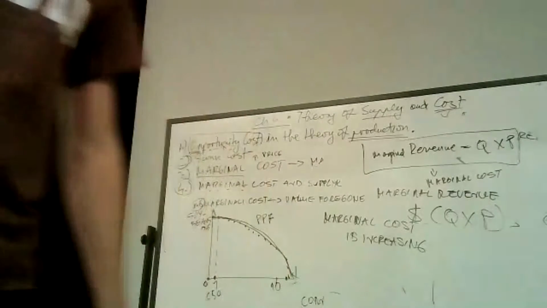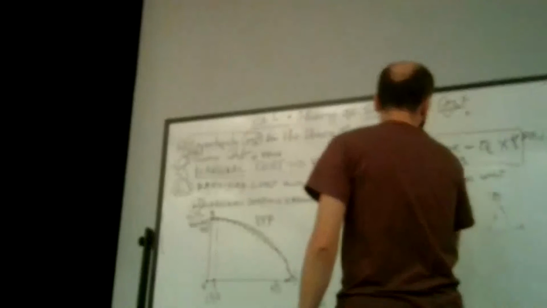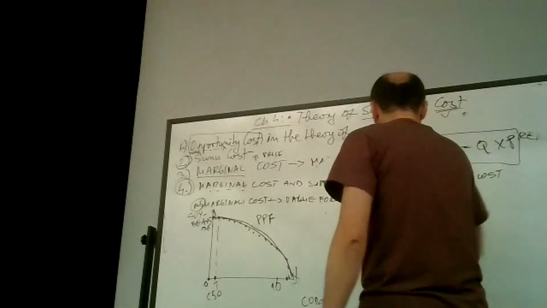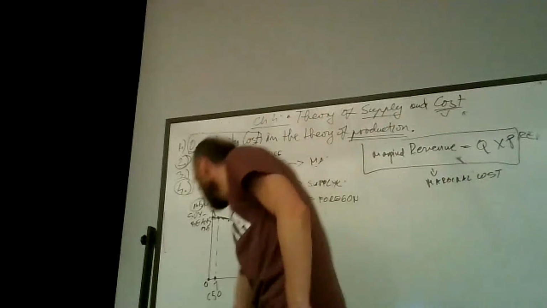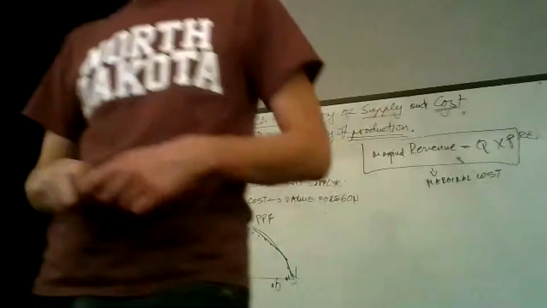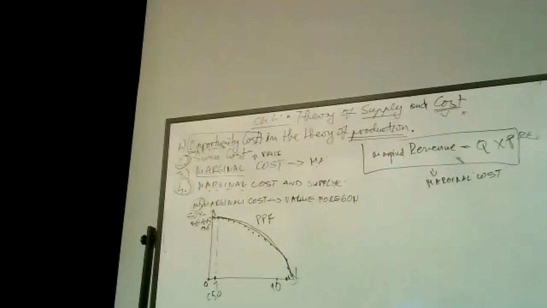Okay, so now what can we conclude on the basis of this? So marginal cost is increasing. Now we can define the supply curve very easily. The supply curve, or the supply function, is a line that tells you how much people will produce depending on the costs.